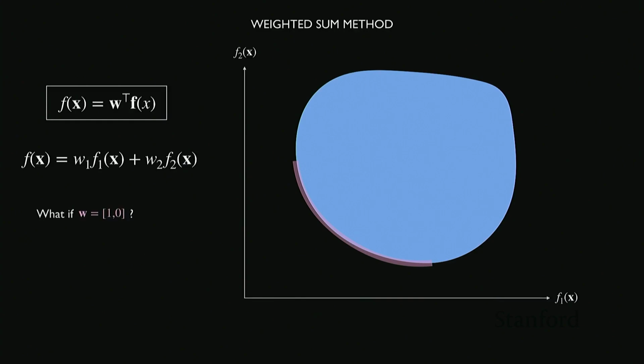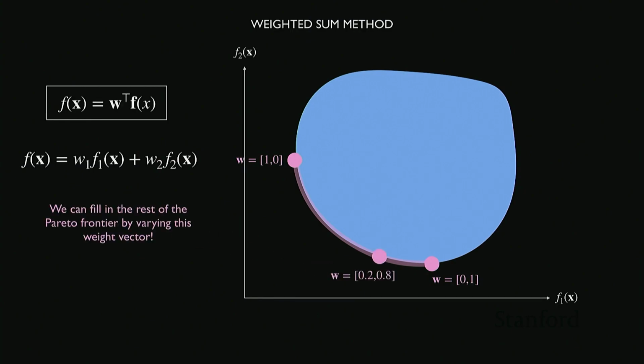Okay, just to test your understanding here, if W was 1, 0, so W1 is 1 and W2 is 0, which point are we going to get on our Pareto frontier? Yeah, exactly, the one furthest over this way. Because we're basically saying we don't care about F2 at all, so we just optimize F1, and we get this point here. Similarly, if it was 0, 1, we'd get this point over here, because now we don't care about F1 at all, we only care about F2. And if we're somewhere in the middle, we'll get somewhere in the middle.